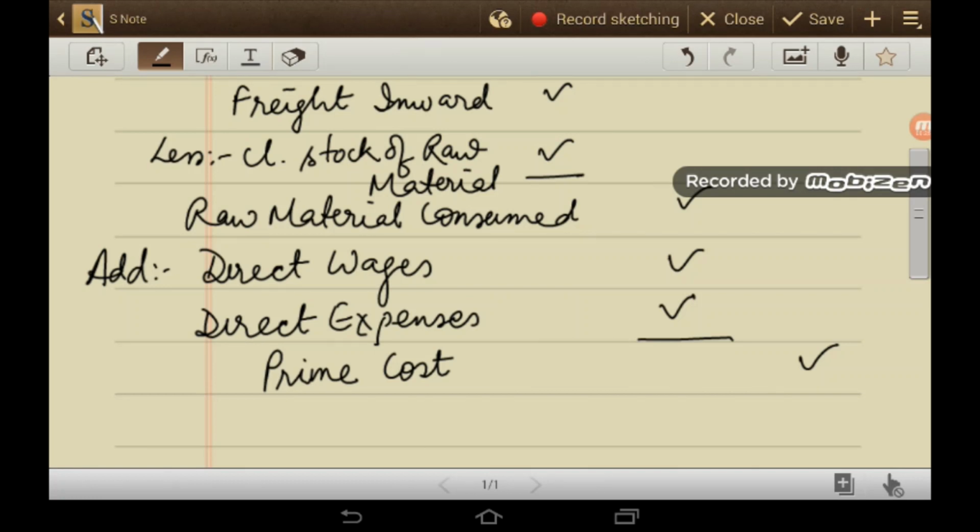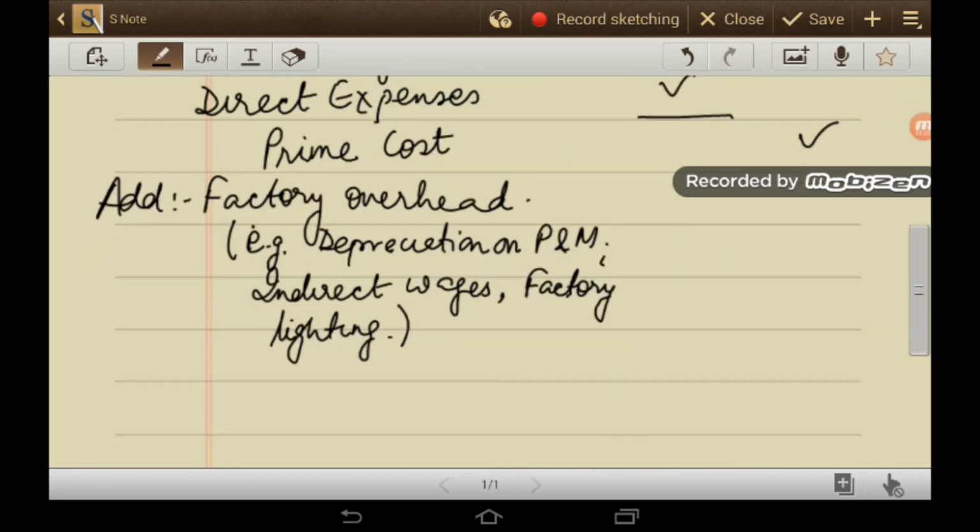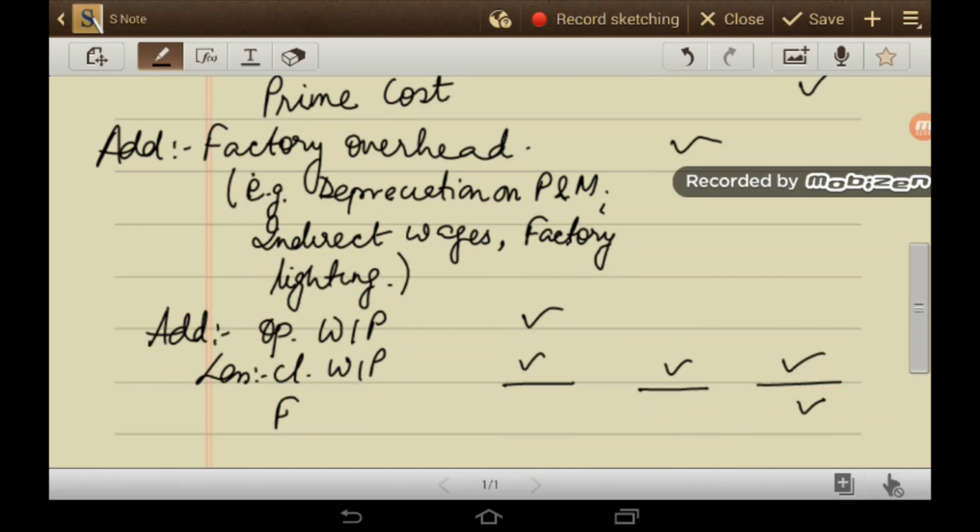Add direct wages and direct expenses. So this will give you prime cost. So prime cost has three components. One is raw material, second is direct wages, and third one is direct expense. We add factory overhead. Example of factory overhead like depreciation on plant machinery, indirect wages, factory lighting. With it, we add opening stock of WIP and adjust less closing WIP. So this will be added with the prime cost to arrive at factory cost.